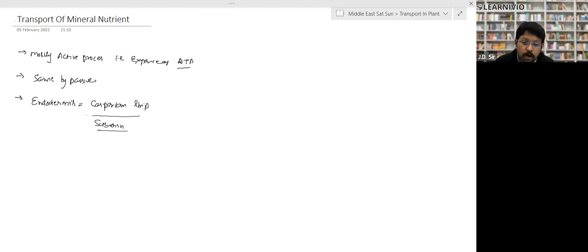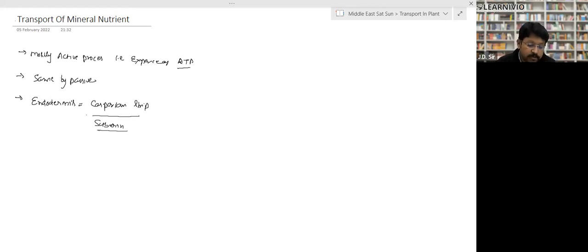Before any leaf falls, what happens? Please mind it. The minerals are remobilized, right? These minerals come back again before the leaf falls, right? So before any leaf falls, the plant takes back the minerals. That is called remobilization. So please note it down.